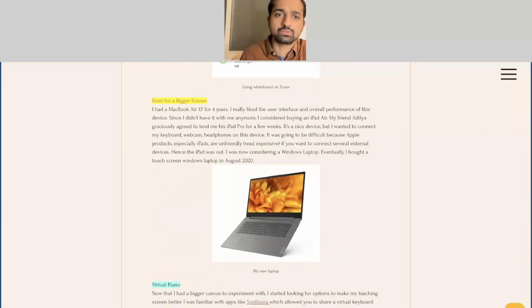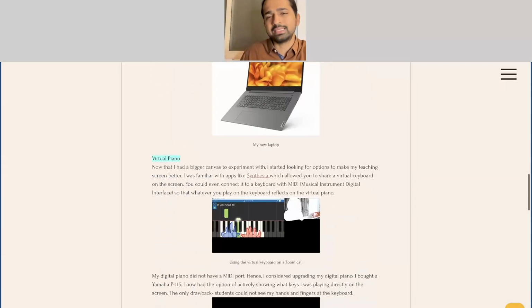Hunt for a bigger screen. So I had a MacBook, then I tried an iPad Pro. I did my math, and I was like, okay, a Windows laptop is what I need. So I got a Lenovo laptop. It was not the best decision, but it served me very well for 5 years.